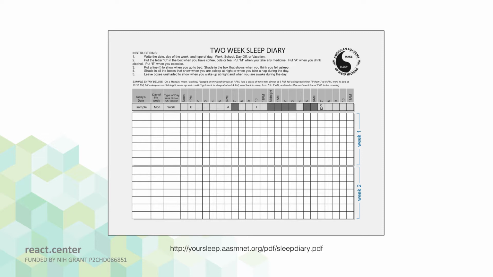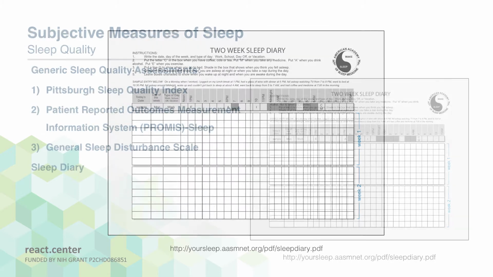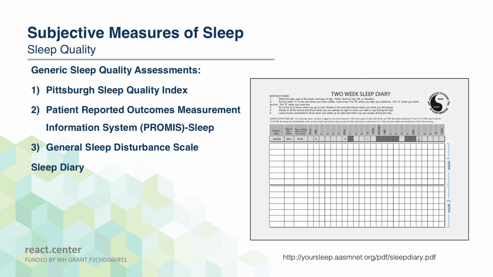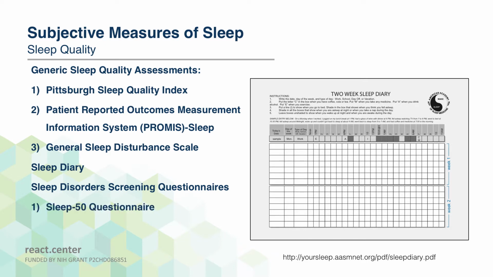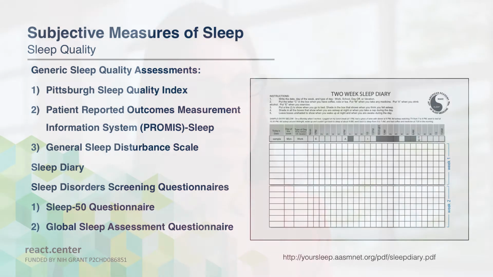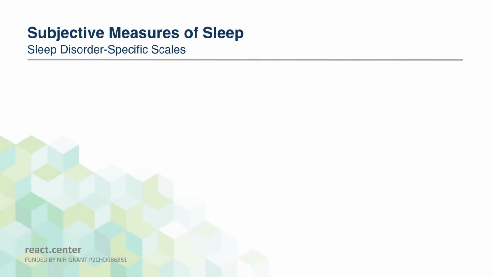This measure can also be used in conjunction with actigraphy or even on its own to evaluate circadian rhythm sleep disorders. To globally screen for various sleep disorders, there are also questionnaires, and these are 2 examples. The Sleep 50 questionnaire and the Global Sleep Assessment questionnaire can both be used to screen for multiple different sleep disorders and evaluate if someone needs additional assessment with an objective measure or a sleep study. Additionally, there are screening questionnaires that are designed to be specific for certain sleep disorders.